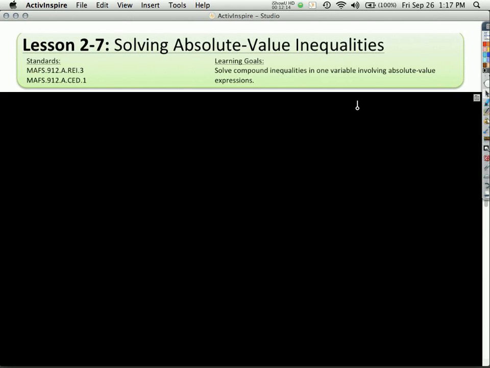Chapter 1, we started with one-step equations, went to two-step, multi-step with variables on both sides. Then we did absolute value equations. And there was something unusual about absolute value equations. Don't tell me, but I want you to try and think back to what was unusual or different about absolute value equations. Don't tell me, just think.